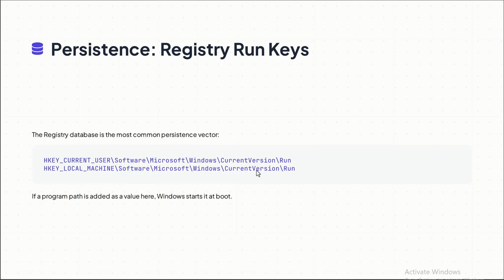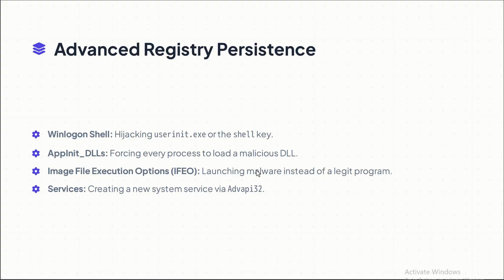And it's very easy to detect. You can just move into HKCU or HKLM, Software, Microsoft, Windows, CurrentVersion, Run or RunOnce. Well, attackers abuse advanced registry persistence mechanisms, for example, Winlogon Shell. This process is actually hijacking Userinit.exe or the Shell key to maintain persistence, or AppInit DLLs. Actually, this mechanism is forcing every process to load a malicious DLL.